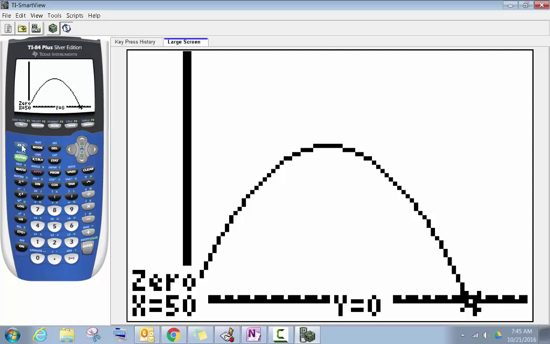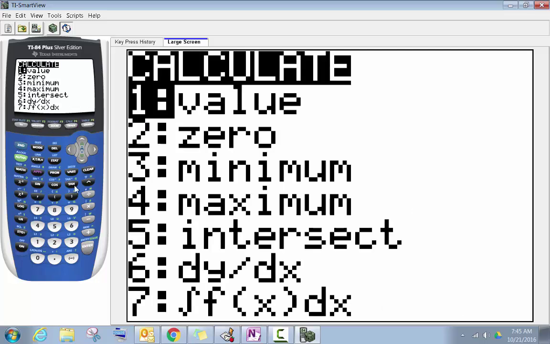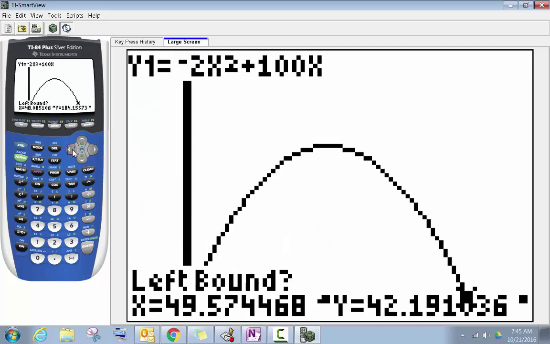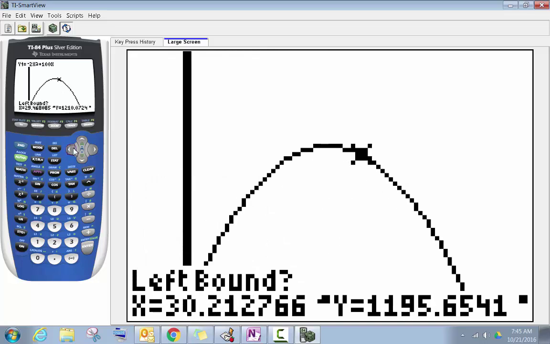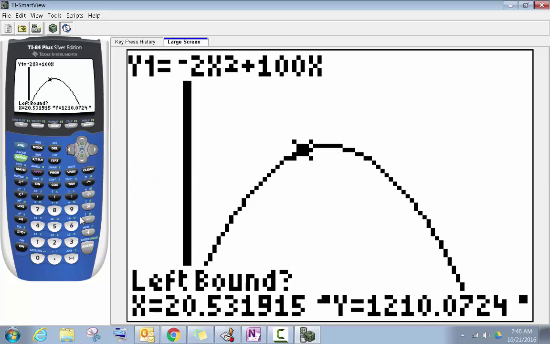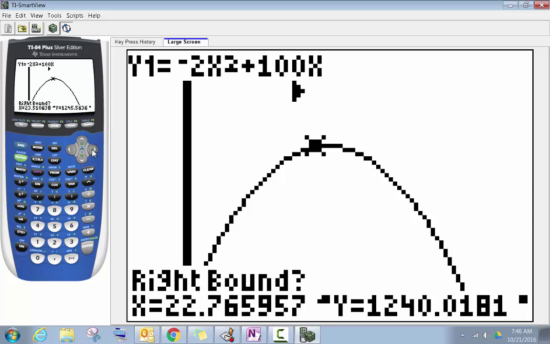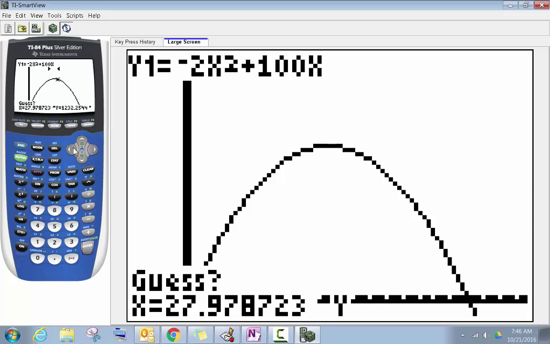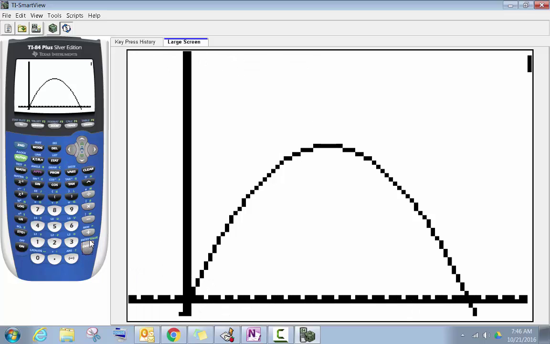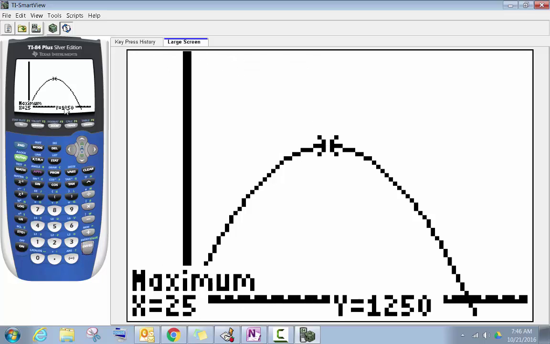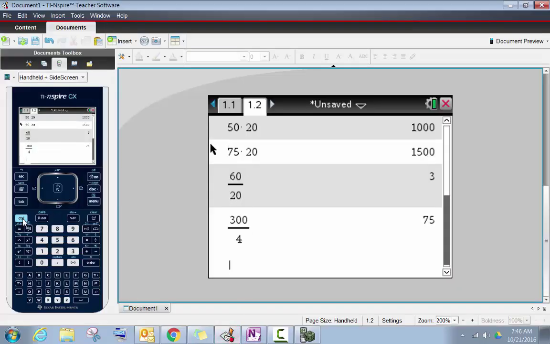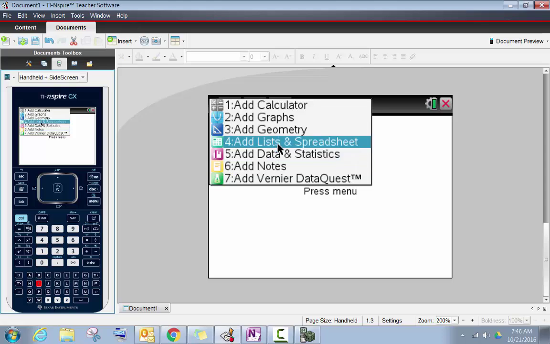But what I do need to find is our maximum. So second trace, do maximum. And again, just arrow somewhere to the left of our vertex, somewhere to the right, and then just take a guess somewhere in between. 25, 1250. Now, if we're using this calculator, of course it's the same thing.